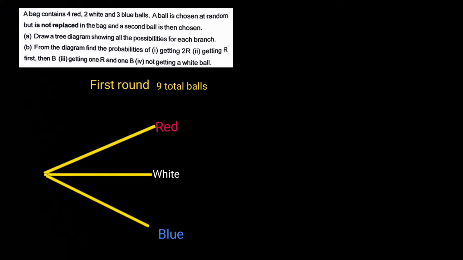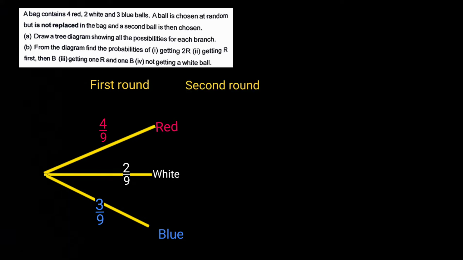Out of the 9 balls, the chances of getting a red ball is 4 in 9, a white ball is 2 in 9, and a blue ball is 3 in 9. Now that we have figured out the probabilities, just label each respective branch with them just like this. We have finished the first round.